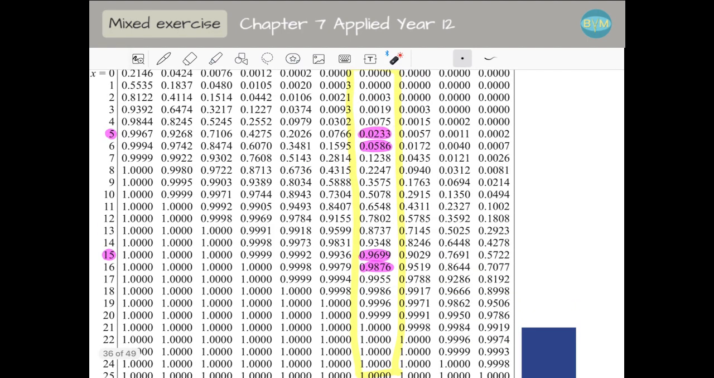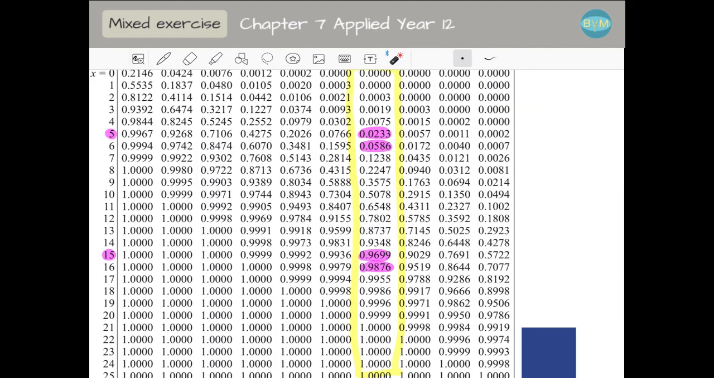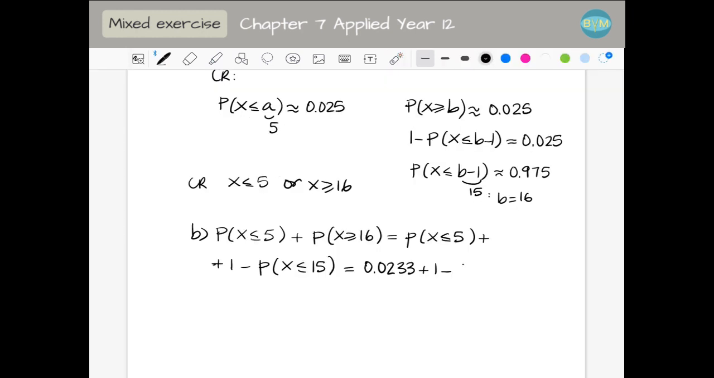So the probability of x smaller or equal than 5 is this value here, 0.0233, plus 1 minus this probability, 0.9699. And this is 0.0534. Yeah, and this is the actual significance level. Usually we give it as a percentage, so I will write it as a percentage.